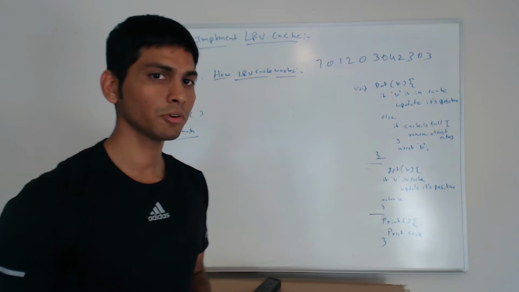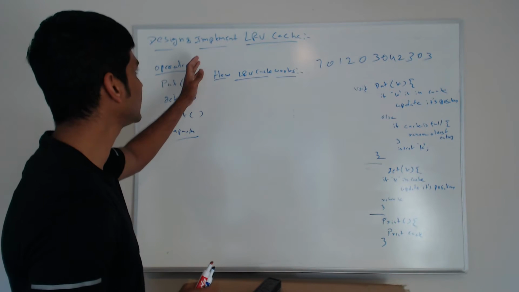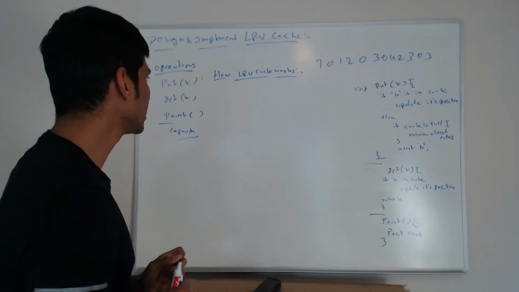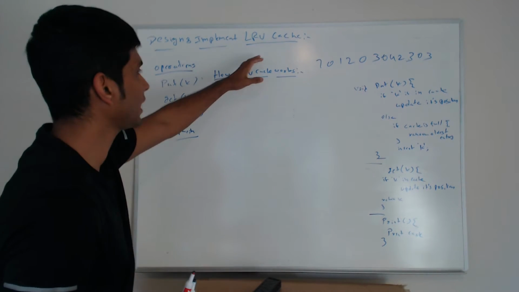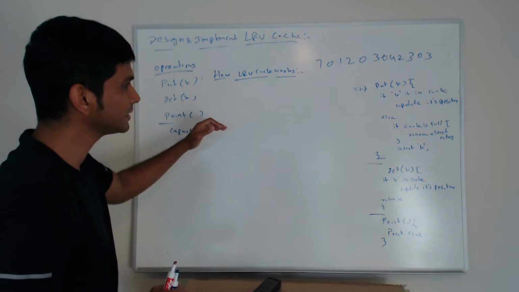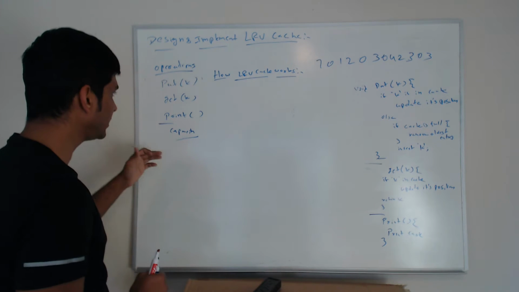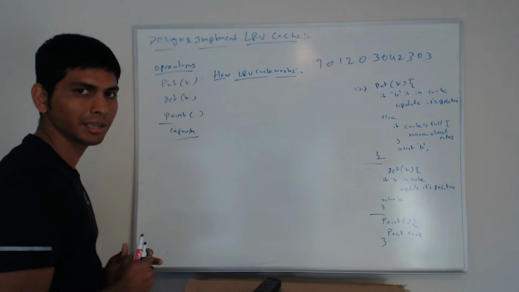Hello guys. So our next problem is that we need to design and implement an LRU cache. The operations that we support in this LRU cache are put, get, and print. Put inserts the value into the cache. Get accesses the value from the cache. Print just prints the current cache elements.